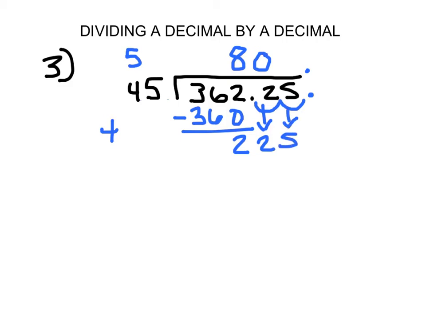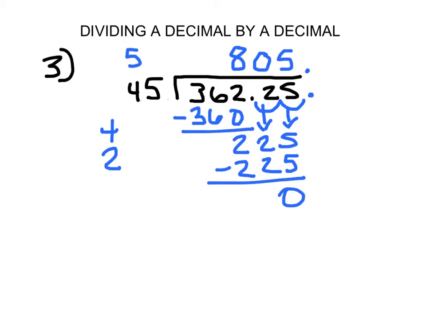The question is, how many times does the 5 go into the 22? It goes 5 times. So we multiply. 5 times 5, 25, and you carry 2. 5 times 4, 20, and 2, 22. We subtract, and this is our answer.